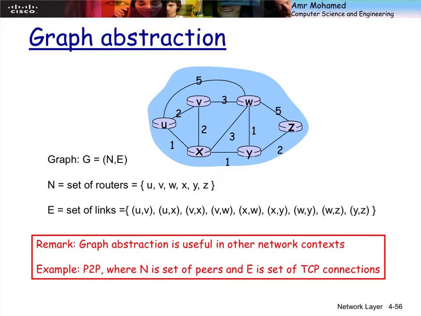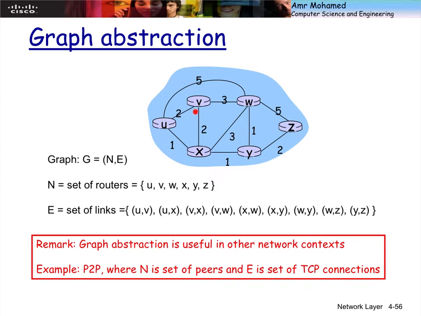Also, similarly, graph abstraction is used by Google Maps. Graph abstraction is used in many disciplines. So for graph abstraction in the case of routing, what we do is that we model the routers as nodes and we model the links as edges. Any point-to-point link between any two nodes is modeled as an edge. So a graph is a group of nodes and edges.